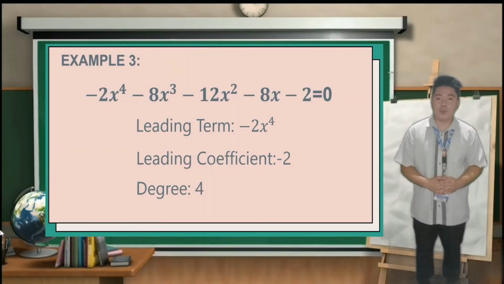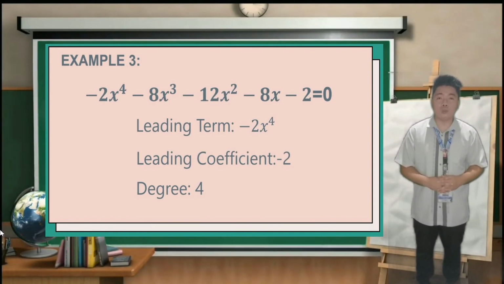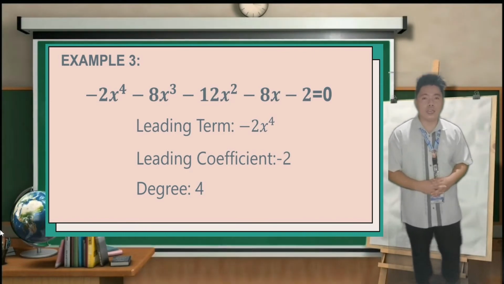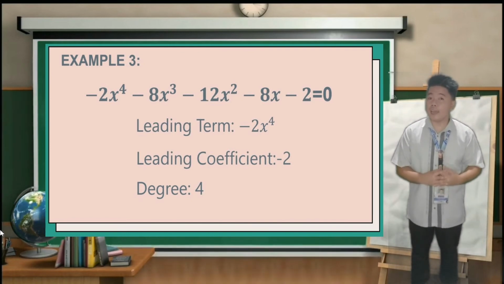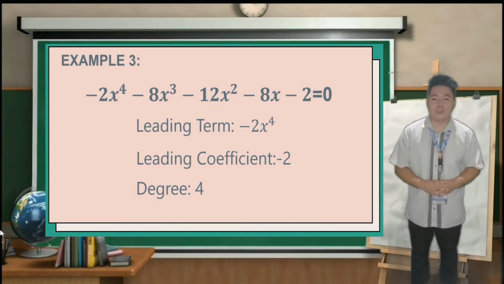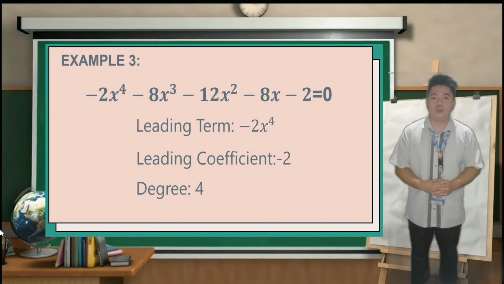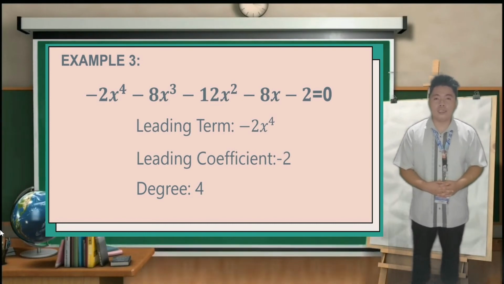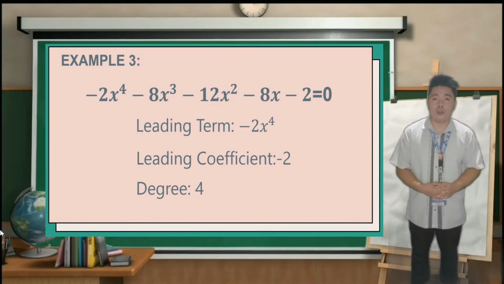We have the polynomial equation negative 2x raised to 4 minus 8x cubed minus 12x squared minus 8x minus 2 is equal to 0. Again, let's identify first the leading term. The leading term again has the highest exponent. The highest exponent in the terms of the given polynomial equation is 4. So from that, we have the leading term as negative 2x raised to 4.